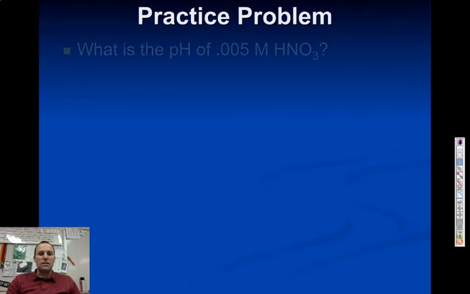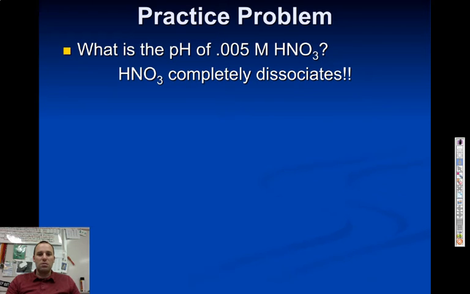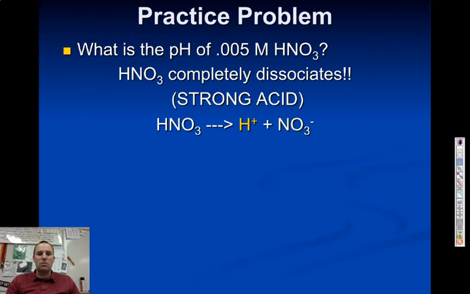So let's do a practice problem. What is the pH of 0.005 molar nitric acid? Now here's the trick. Nitric acid is a strong acid. What does strong mean? It completely dissociates. It completely breaks apart. So your nitric acid is going to break up into H plus and NO3 minus, nitrate and hydrogen. And since the HNO3 is 0.005 molar, the other two are also 0.005 molar.